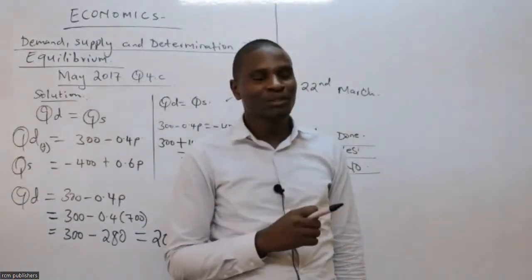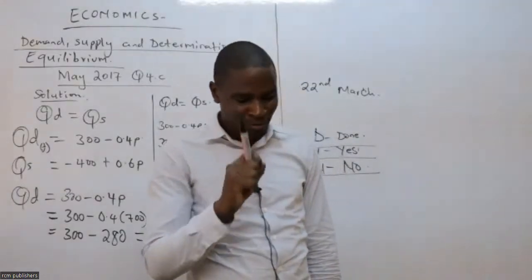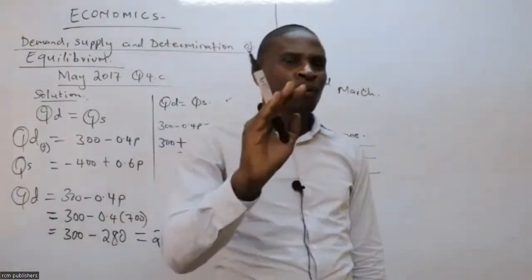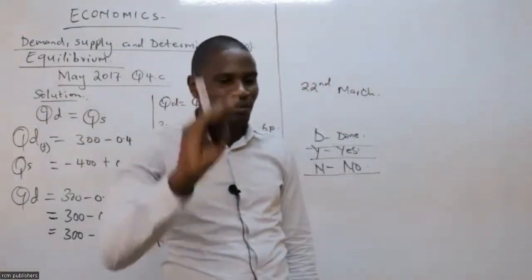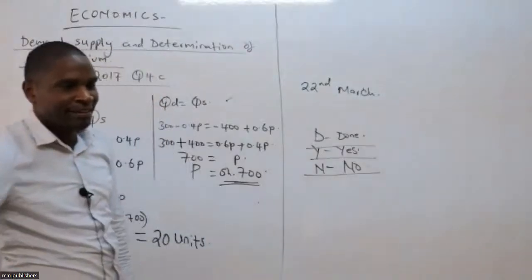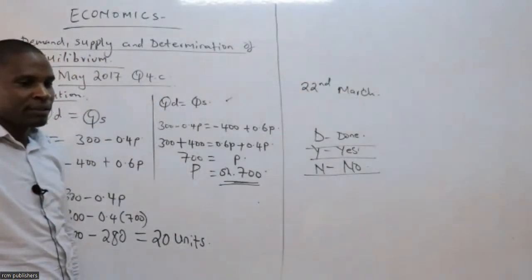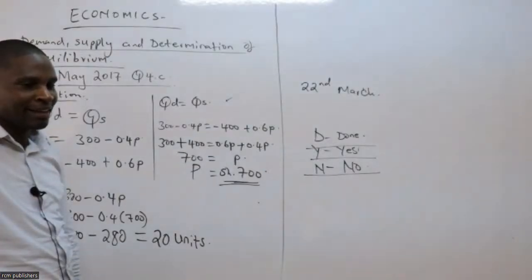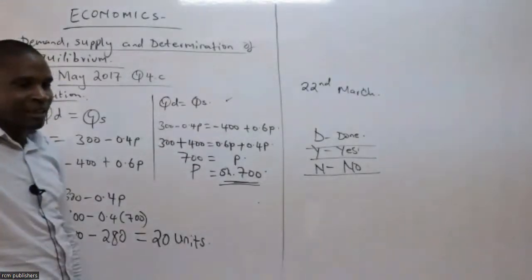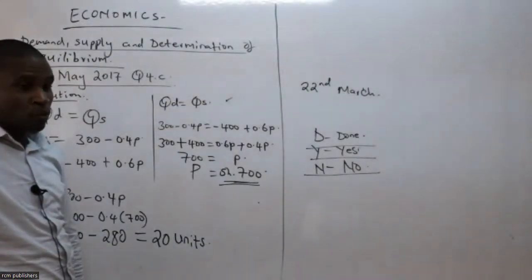Quantity demanded was how much? 20 units. Now, I want somebody to tell me, even before we compute, what is the value of our quantity supplied? Haya, hapa ndio itaonyesha kama umeshika what you have been doing. Kanana tuambia 20. Quantity supplied 20. They're telling me 20.